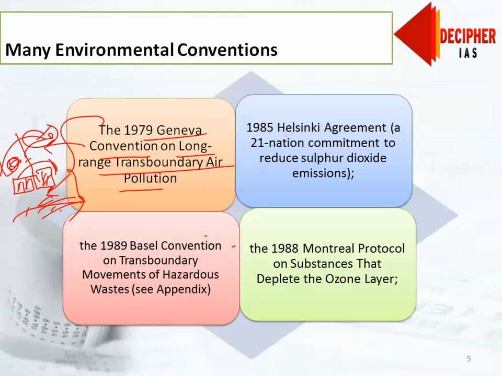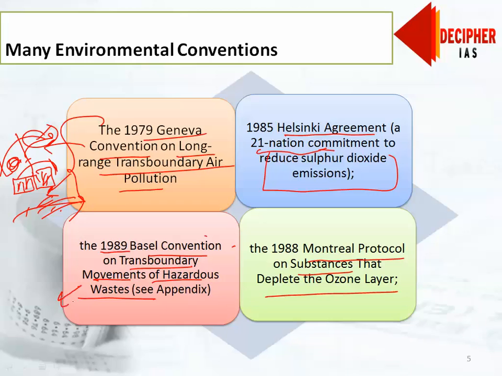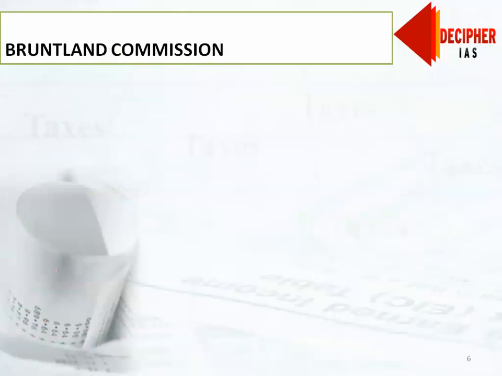Then in 1985 there was Helsinki Agreement, which committed to reduce the sulfur oxide emissions. It was a 21 nation agreement. In 1988, we had the Montreal Protocol on substances that deplete the ozone layer. And in 1989, we had the Basel Convention on transboundary movement of hazardous waste, like you can say chemical waste and all. It should not move from one country to another, and if it moves from one country to another, the country which is a source of this hazardous waste should give information to the country where the waste is to be transported. Fine.